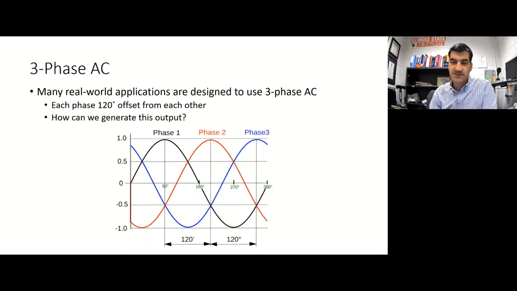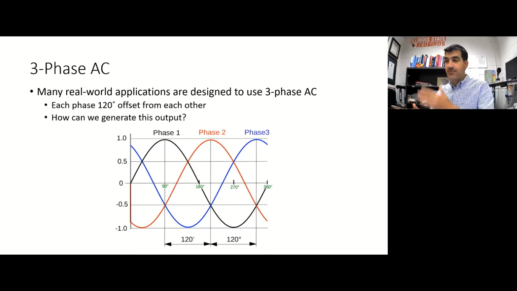And like I said, this is really common. Basically, any generator that's larger than a household backup generator, anything larger than a few horsepower or a few kilowatts, is going to be a three-phase generator. They're just really, really common, way more common than a single-phase generator. And the output that we want looks like this.